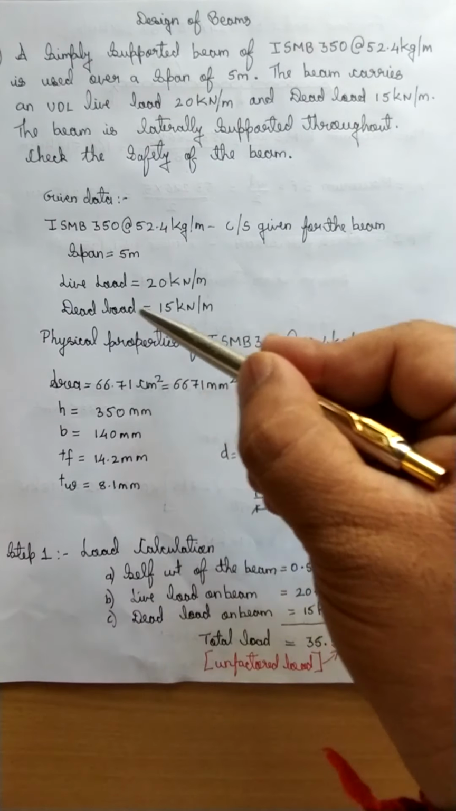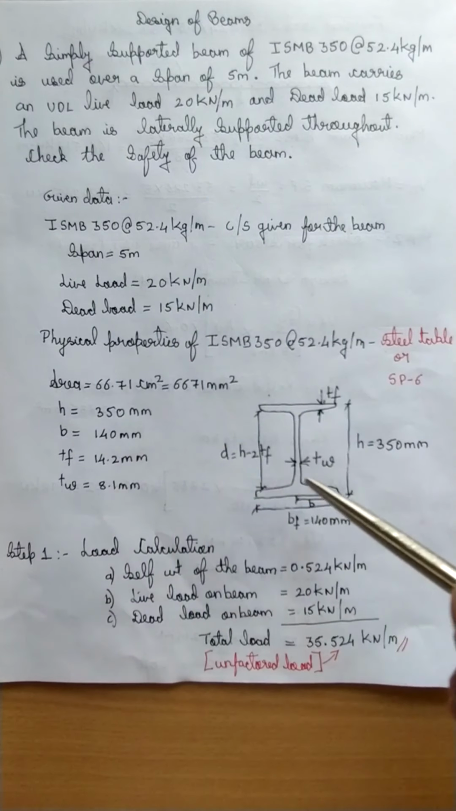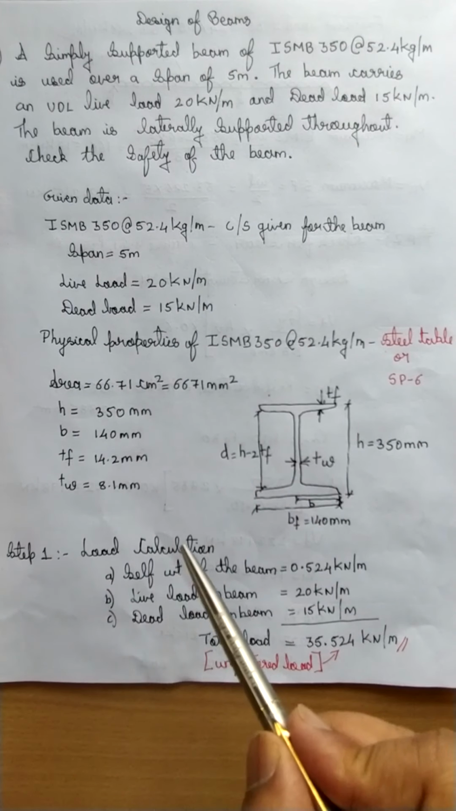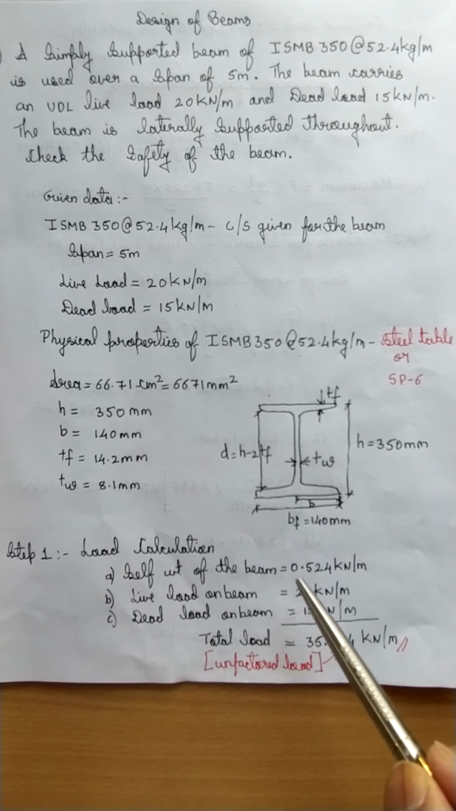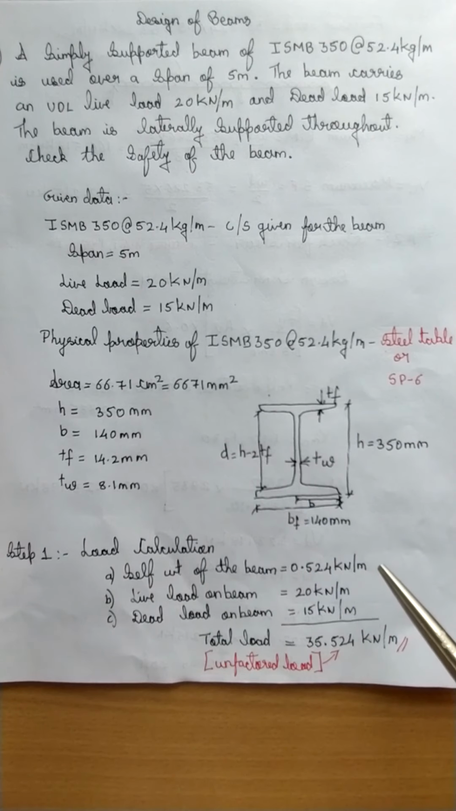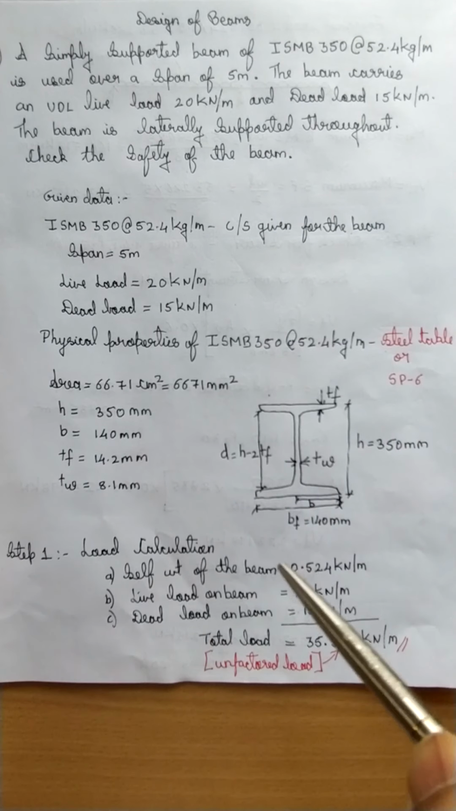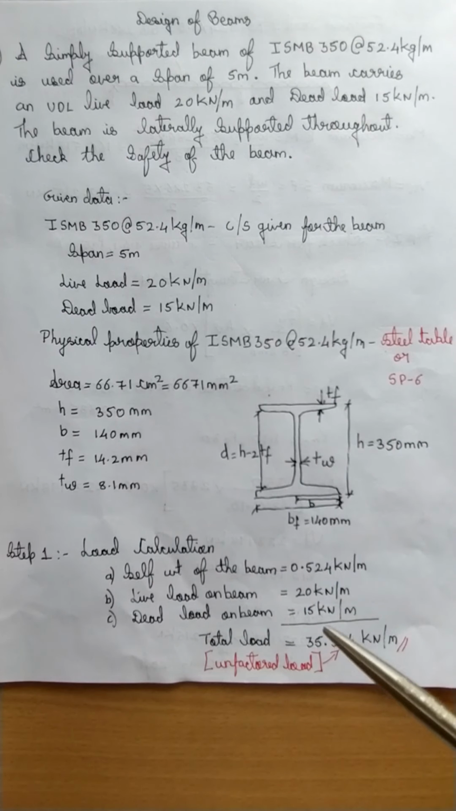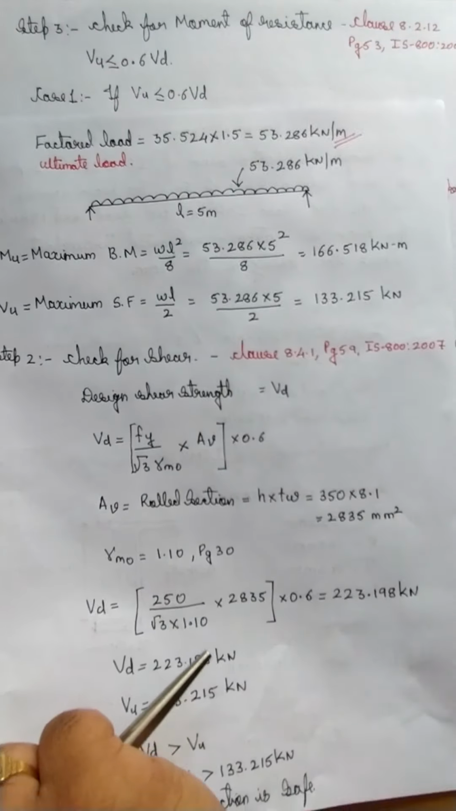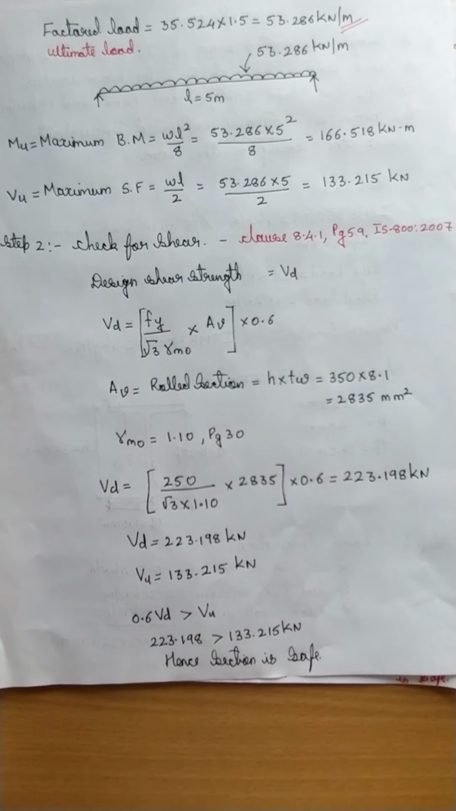So initially we noted down the given data. Then with respect to the section, we noted down the properties of the section from the steel table. Then in the first step we did the load calculation. The self weight of the beam was taken from its weight and converted into kilonewton and meter format. Then live load and dead load were given in the question. We found the total load by addition of all these. So this is the unfactored load. Then we multiplied this load with 1.5 to get the factored load or ultimate load.